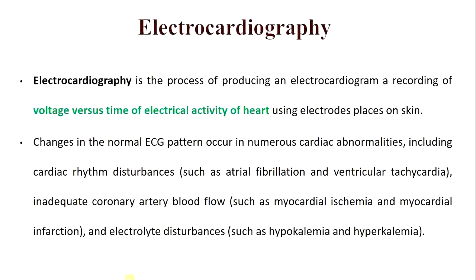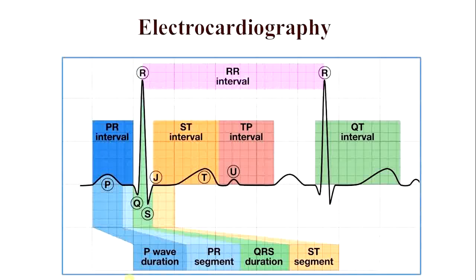Now we will see what the normal ECG pattern looks like. In the figure you can see the normal ECG pattern. It consists of the P wave, QRS complex and T wave. We will explore this in detail.